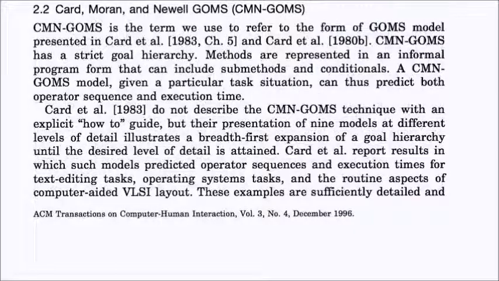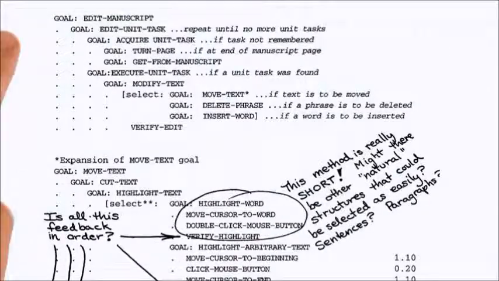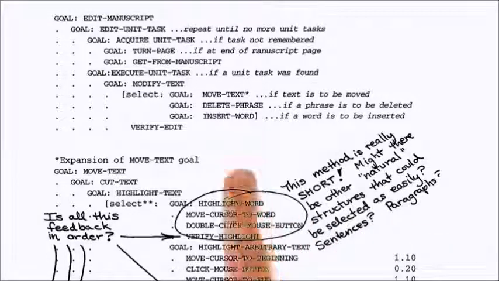A second variation is CMN Gomes. CMN Gomes is an extension of Gomes that features submethods and conditions in a strict goal hierarchy. For example, here we see a hierarchy of goals, as well as the ability to choose between multiple goals in different areas. Notice also the level of granularity behind these Gomes models. The goals go all the way down to little goals like moving text or deleting phrases. These are very, very low-level goals.